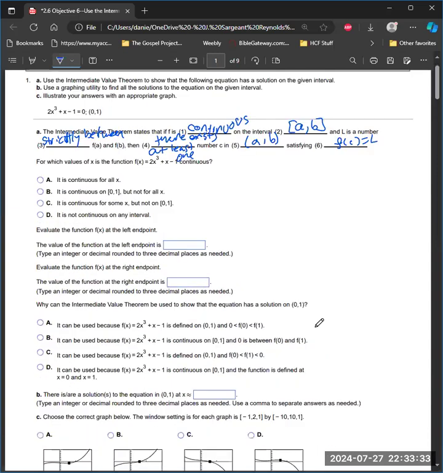All right, for which values of x is the function 2x cubed plus x minus 1 continuous? It's continuous for all x. Evaluate the function f at the left endpoint. So we're interested in 0 to 1. So f of 0 is -1. And then at 1, we get 2 plus 1 minus 1, which is 2.